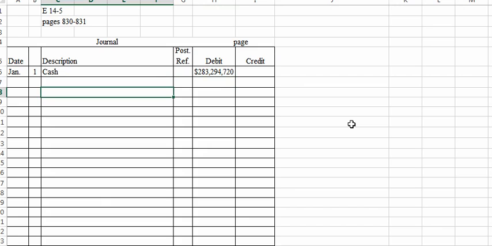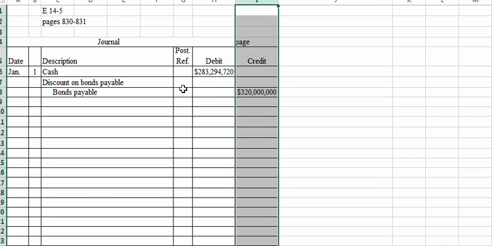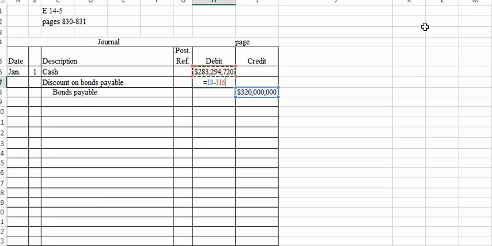All right, so the bonds were issued at a discount, right? The $283 million and change is less than the $320 million. So we'll also debit discount on bonds payable. We'll come back to that one. And we'll credit bonds payable for the face amount, which was $320 million. So big it doesn't want to fit in our column there. Okay, so the discount would be equal to face amount minus the cash that they received from the bond issue. So $36,705,280.